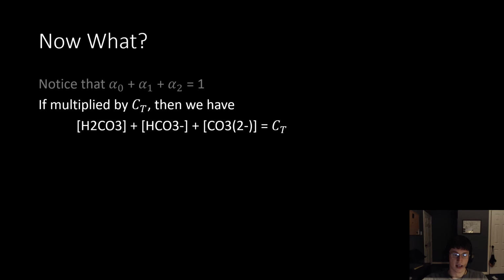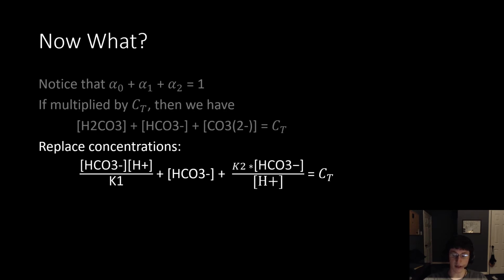Well, we need to notice that alpha 0 plus alpha 1 plus alpha 2 will all equal 1, because these are all the fractions of the analytical concentration of carbonic acid. There's no way to destroy or gain any more of this, and so if you combine all of the fractions, naturally they will equal 1. And so if you multiply this equation by the analytical concentration of carbon, then we will obtain that the concentrations all add up to equal the analytical concentration of carbon.